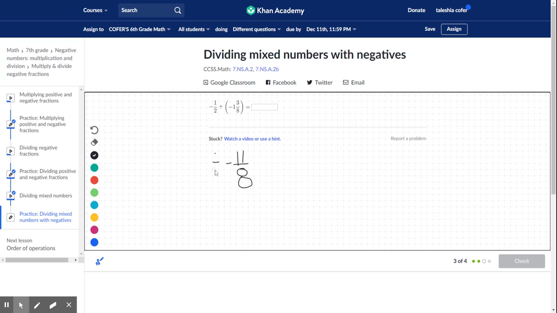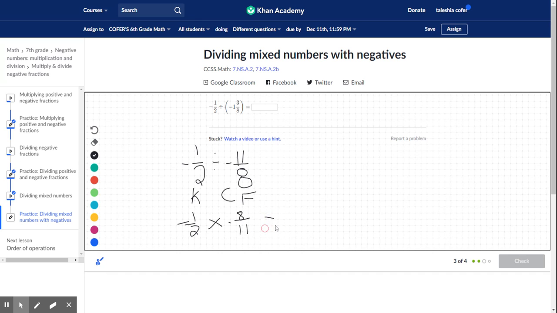Remember, that was some negative stuff there. I'm just writing the rest of my problem back now. Now that I have two fractions, I can do some of that keep, change, flip. Keep it as negative 1/2. Change it to multiplication, flip it, and I now have 8 over 11. Remember, that's negative. I want to reduce ahead of time.